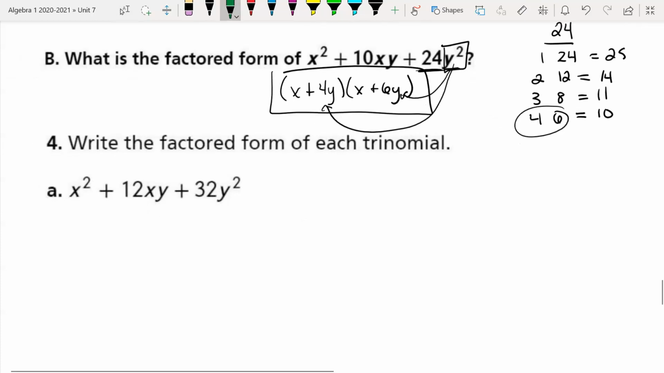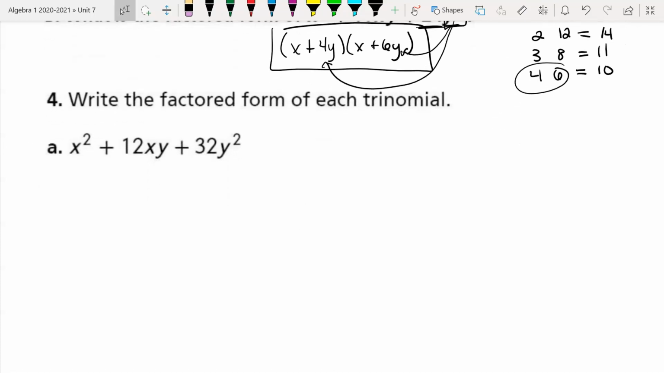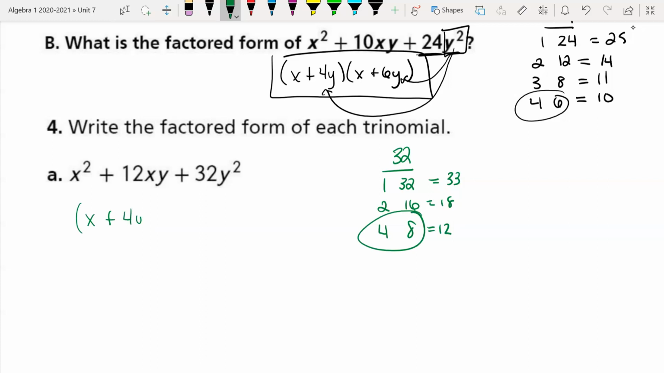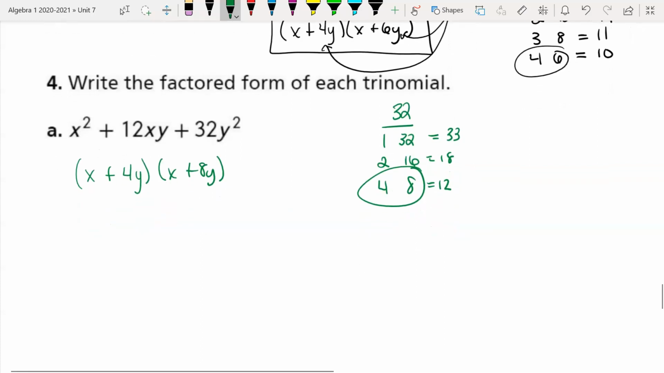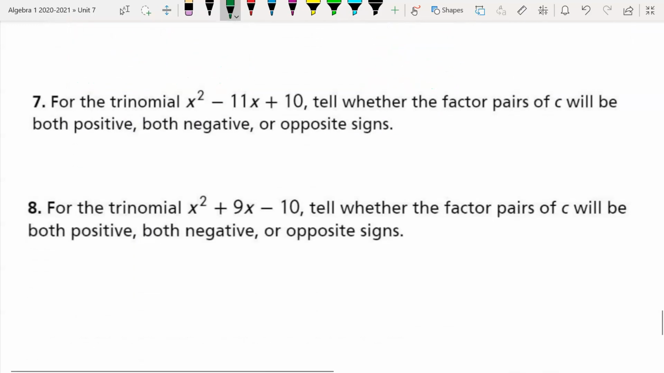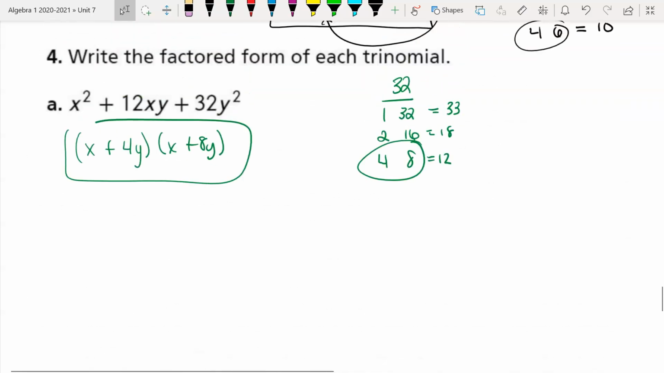So go ahead and try A right here by yourself, kind of using that one as an example. So it's very similar, right? We still list the factors of 32. 4 and 8 adds up to it, but now whenever I write it, I would say 4y and 8y. That way whenever I multiply, I get y squared. And that is pretty much factoring.